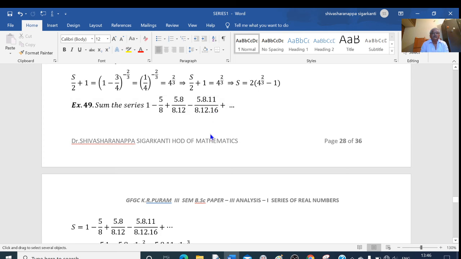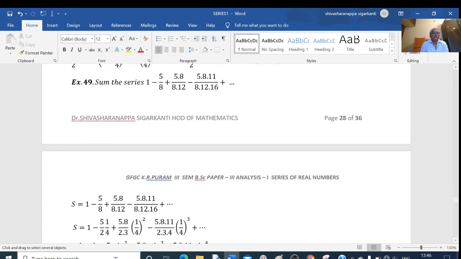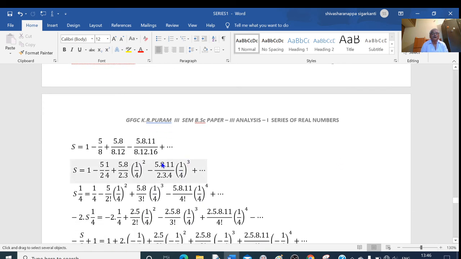Right? So that is, first if I write S is equal to 1 minus 5 by 8 plus 5 into 8 by 8 into 12 minus of this. So this can be written as 1 minus 5 by 8. 8 can be written as 2 into 4. I will write this as 5 by 2 into 1 by 4 plus 5 into 8 divided by, this is 2 into 3 into 4 square. 2 into 3 I will write here. 4 square is 1 by 4 square. And next term minus 5 into 8 into 11 by 2 into 3 into 4 into 1 by 4 cube.